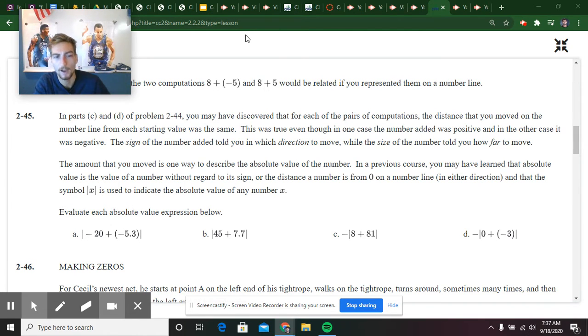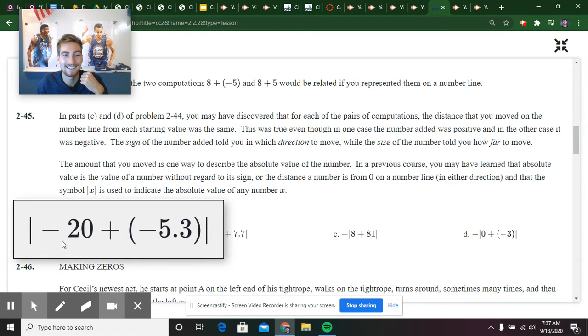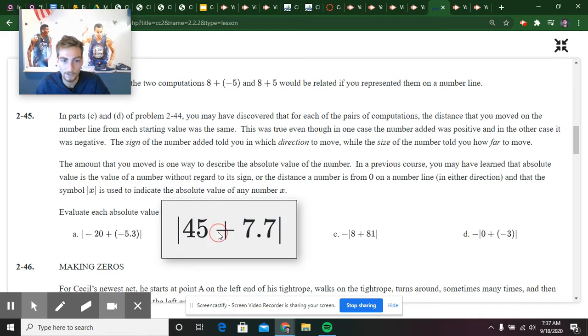All right. It's basically just saying like, how far did you move in total? Okay. So for example, if I look down here and I moved 20 in the negative direction or 20 backwards, and then I moved 5.3 in the negative direction or 5.3 backwards, how many total feet did I move? All right. That's what it's asking. In here, part B, if I move 45 in the positive direction and then another 7.7, how many total feet did I move? All right.